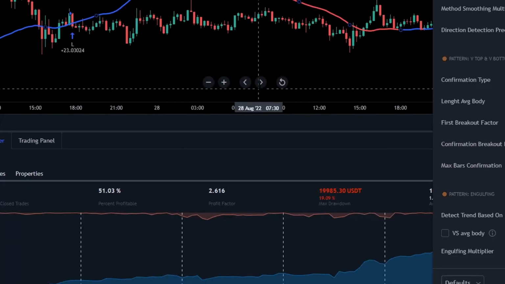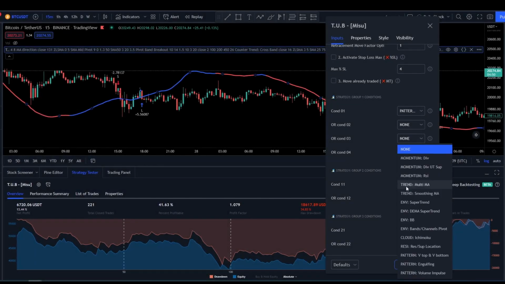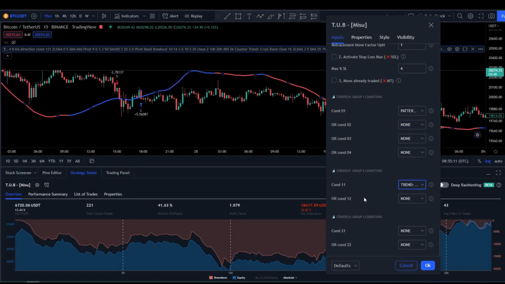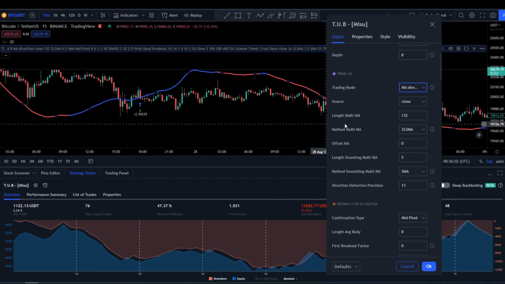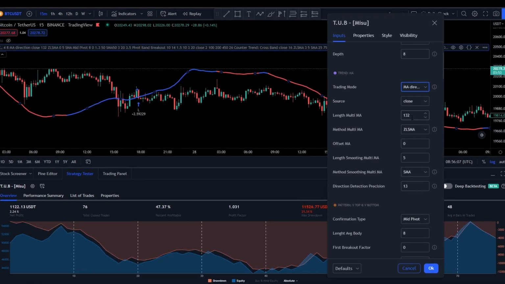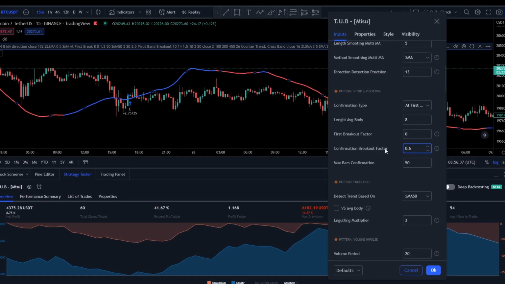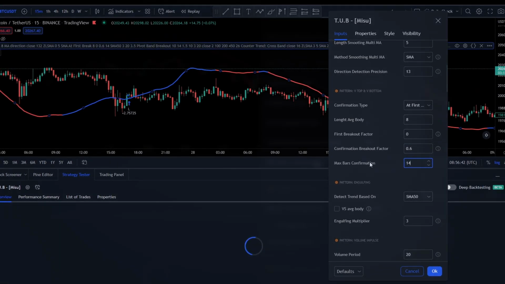Some of you guys might say that the max drawdown is high, and I would agree with you, so I will show you a less risky strategy. To filter out bad signals, I'll use a trend multi-MA condition. I put EMA direction, length multi-MA is 132, with CLSMA, and length direction is 13. Now we modify V-pattern parameters. We're going to take a 0.6 confirmation factor and a 14 max bars confirmation.